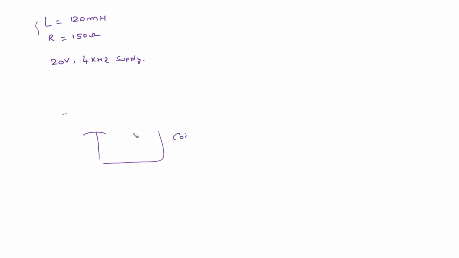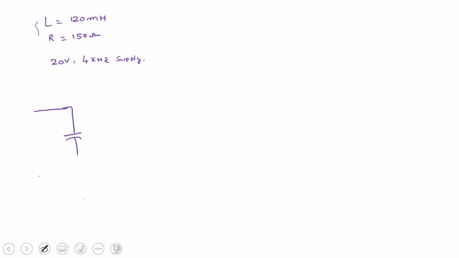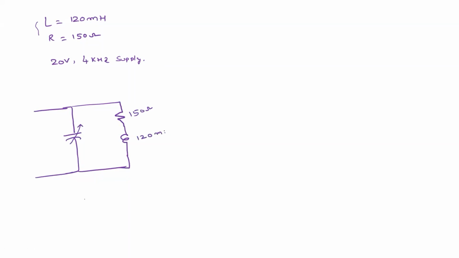So that means the circuit can be drawn like this. We have a variable capacitor here, and a resistor. So this represents the coil, right? This is 150 ohm here, and this is 120 millihenry. This is C, and this is the 20 volts, 4 kilohertz supply.